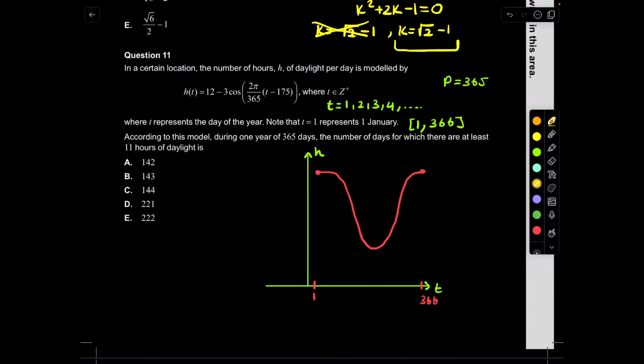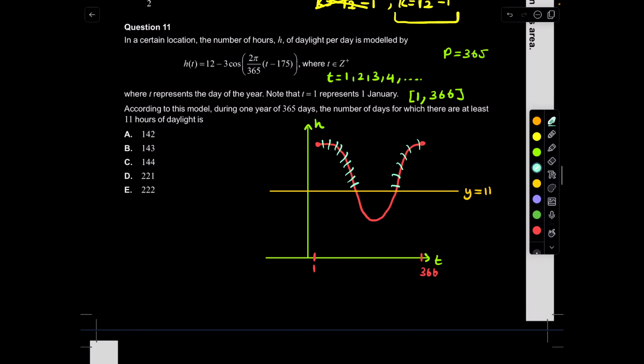If I draw that straight line, y equals 11, these are the points where we're going to have greater than or equal to, so at least 11 hours of daylight. To find those, we need to find these points of intersection, which we've already done. So I'm going to just write them down like that.